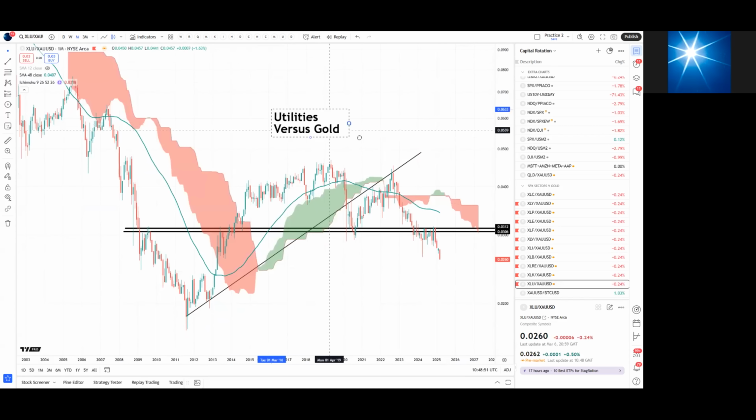Finally, utilities versus gold. Utilities have broken down very decisively versus gold. They did a while back, in fact, but we've now broken below horizontal support and resistance, below the 4-year moving average, below the Ichimoku cloud. So to summarize, gold has effectively destroyed everything that I've just been talking to you about.